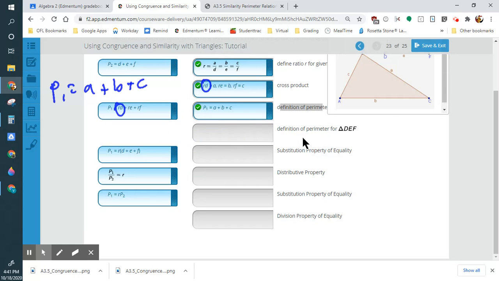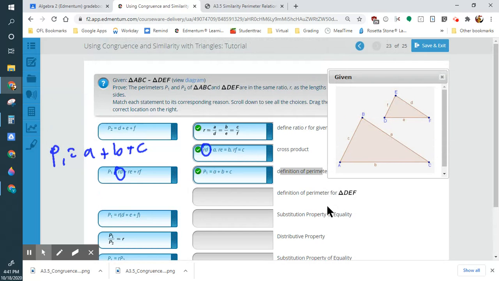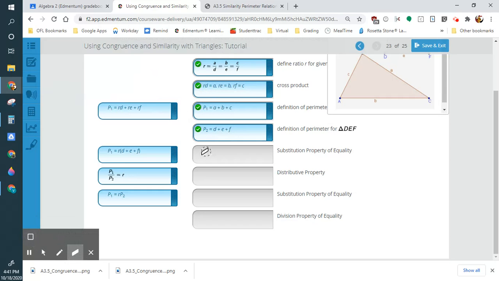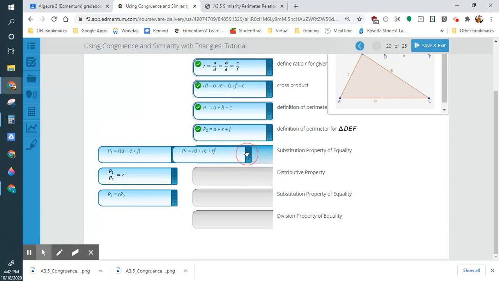Now they're going to use definition of the second perimeter. So this is the second perimeter. And now they're going to do substitutions. So we're going to do the substitution property. Give me a second here. We're going to substitute A with RD, and we're going to substitute this B right here with this RE. So that's this formula right here. These all have these R's.